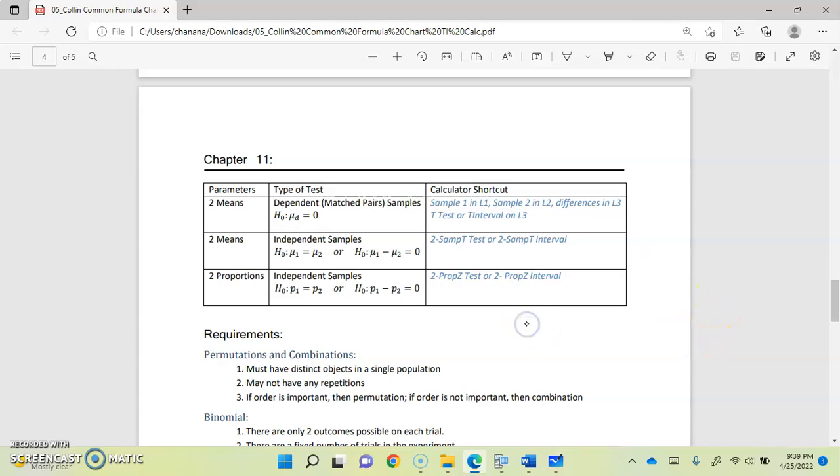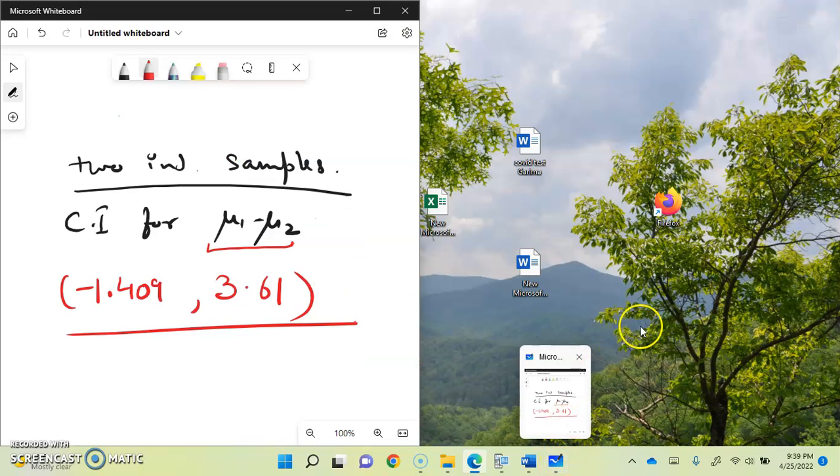Okay. So that is it for 11.3. Let me know if you have any questions.